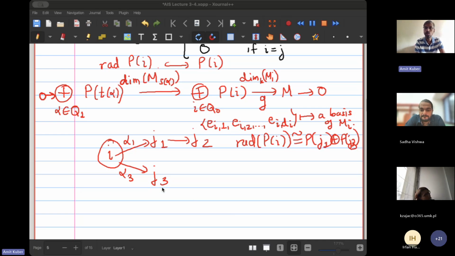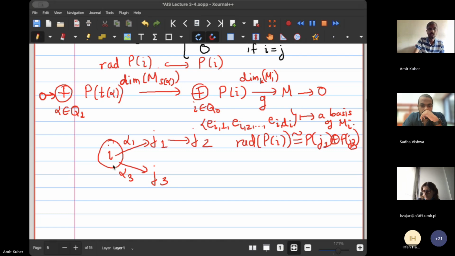I see. I think I understand your question now: if you reverse the direction of the arrow alpha 3, you are asking what will be the radical of P_i in the new quiver. And that will just be P at J1. Yes, it should just be P of J1, because we are talking about all the arrows which are leaving i. So in the new quiver, alpha 3 is incoming, so we shouldn't consider it. True, thanks.